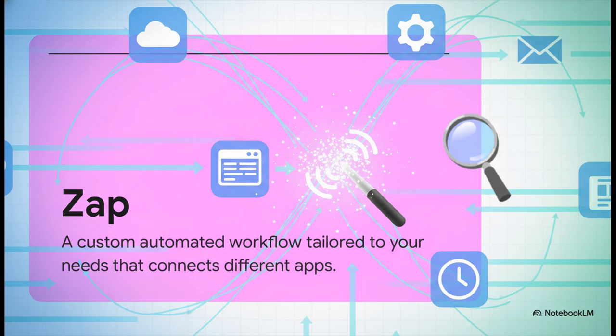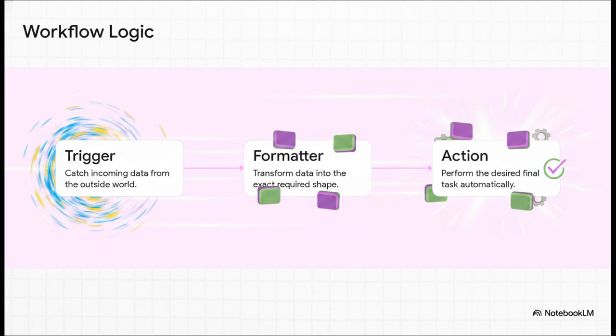Now, a Zap is just a custom automated workflow tailored specifically to your needs that connects different apps. And honestly, the best part about this, it makes automation dead simple. There is absolutely no coding required to build what we're going to build today. You really just need to understand the basic logic. Let's move on and see how this builds.